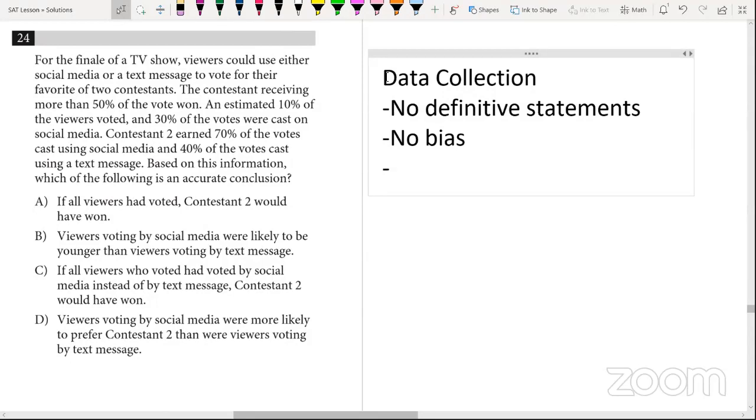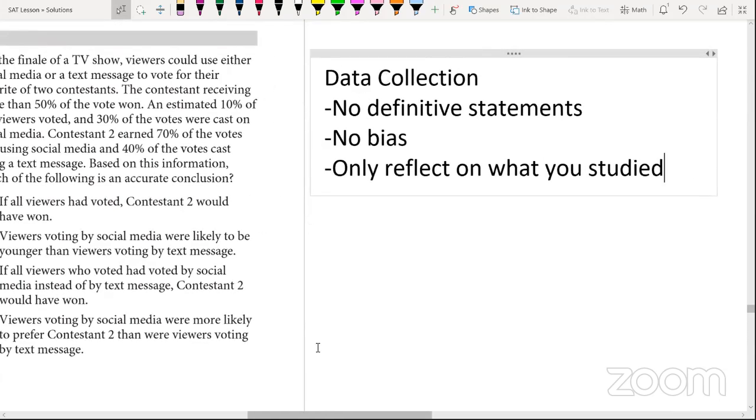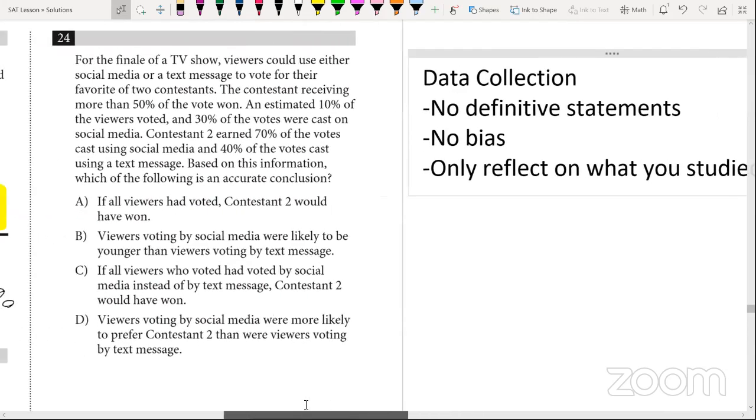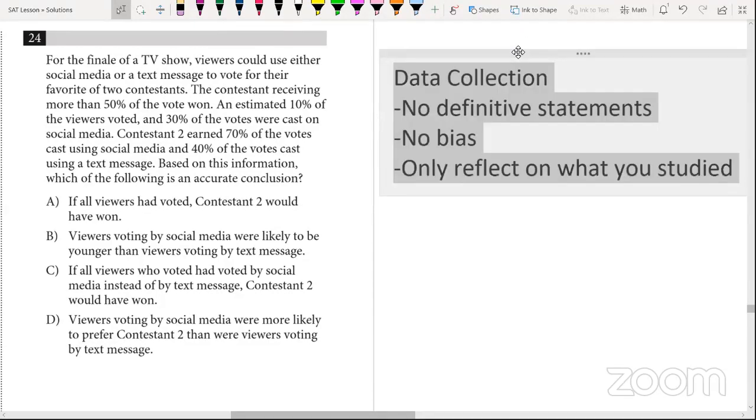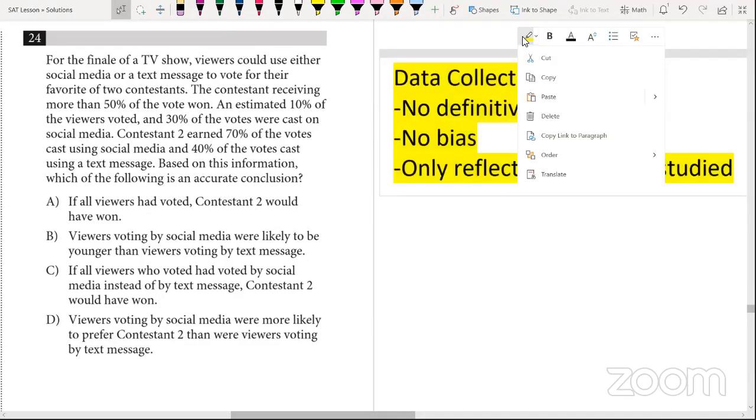Last but not least, you can only reflect on what you studied. So the example I always give for that is if I want to know the opinion of all the 3rd graders around the United States, I shouldn't pick all the 3rd graders from one class at one school in the United States. I need a random sample of 3rd graders from all over the United States. So you can only reflect on exactly what you studied. The descriptions of what you studied and what you're reflecting it on need to perfectly match each other. So these are the 3 basic things to look out for on a data collection question.